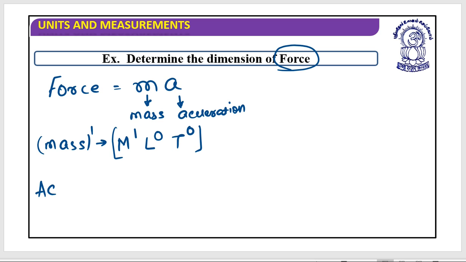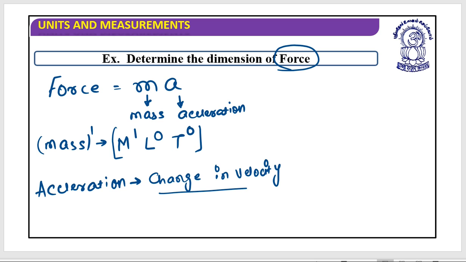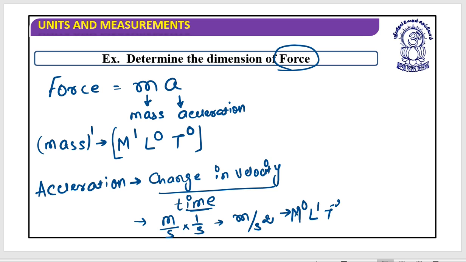Next is acceleration. What is acceleration? Think. This is change in velocity divided by time. So how will change in velocity be represented? It is meter per second. One more second would be there because of time, so this comes to meter per second squared. It's meter divided by second squared. This quantity does not have mass. This means it is m0 l1 t to the power minus 2.